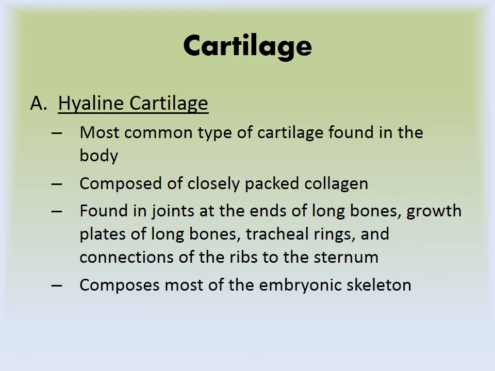And connections to the ribs and the sternum. So your ribs will meet ventrally down by your sternum, but remember we were calling them the costochondral junction. That's the cartilage part that connects the ribs to the sternum, and it composes most of the embryonic skeleton. So when we have that embryo that's developing in the womb, they don't just automatically have bones. It has to start with something, and it actually starts with hyaline cartilage, which then further develops into and ossifies into bone.